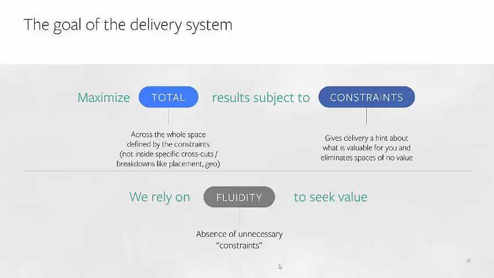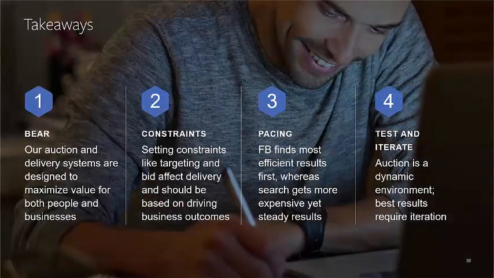Fluidity, or the lack of unnecessary constraints, is important to our system's ability to return the most value it can to advertisers. Running media with an extended time frame, a large target audience, and multiple placement options will allow Facebook's best response bidding to run efficiently. It will simply be more auctions that could be won to maximize your results. I want to give you a few takeaways before taking some questions.